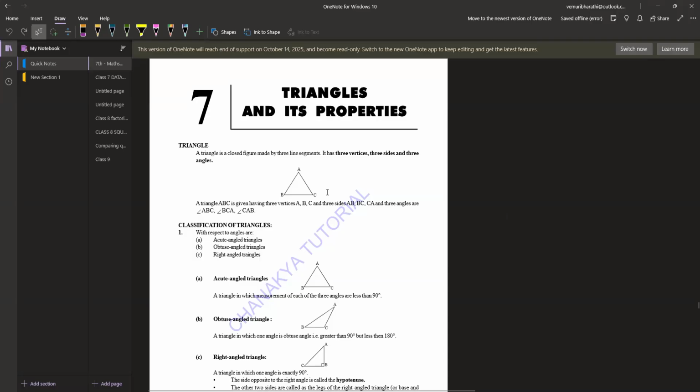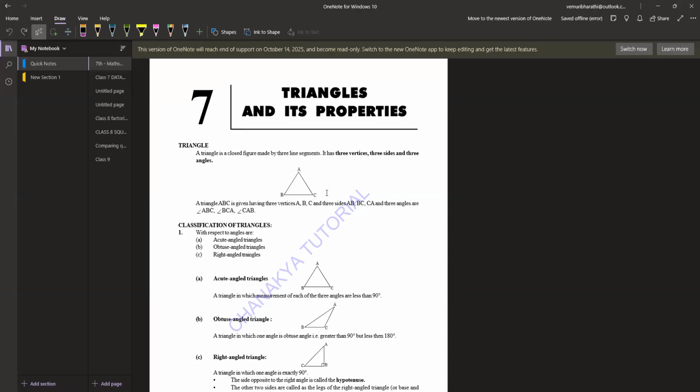Now my question to the student Arya Lokha: what is a scalene triangle? Ma'am, a scalene triangle is a triangle where none of its sides are equal. Wonderful. Bhargav, what is a right angle triangle? Where one angle is 90 degrees. Yes, that should be clear.